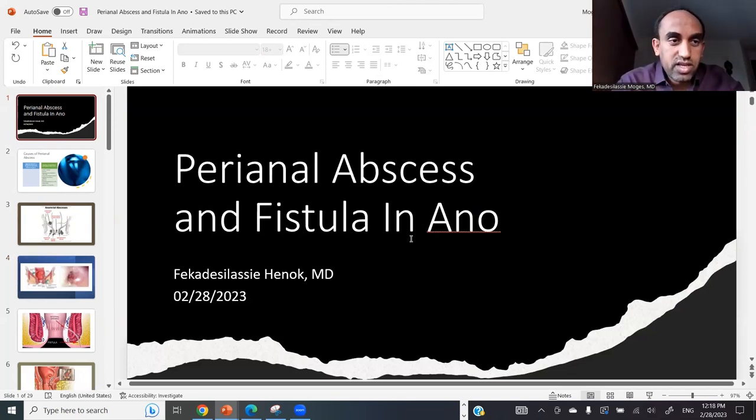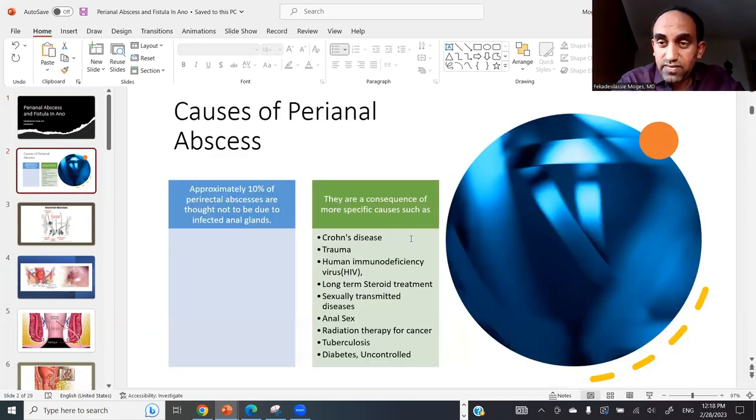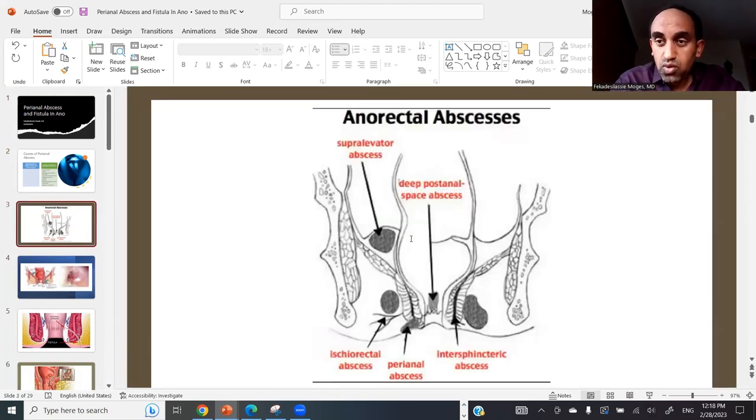So this presentation is about perianal abscesses and fistula in ano. And the reason being, I should have said that at the beginning, perianal abscesses and fistulas are a spectrum of the same disease entity. So it all started with perianal infection, abscesses. And then eventually, when you treat it or without treatment, patients might develop fistula in ano or perianal fistulas. So it's a spectrum. So you have perianal abscess, and at the other end, you may have fistula in ano.